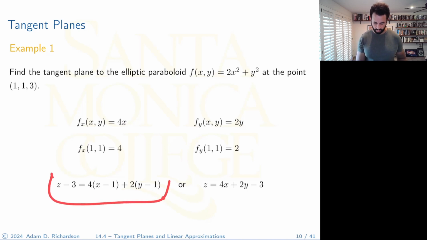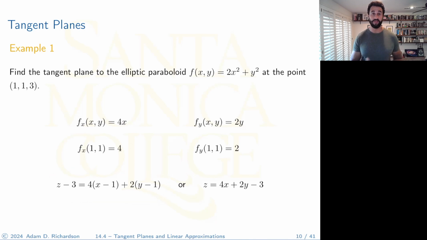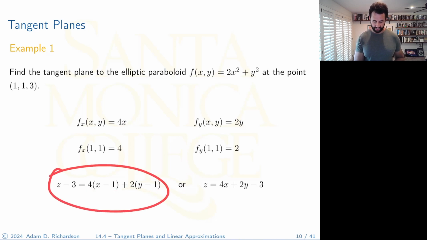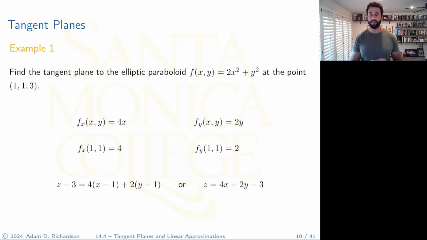So now we just use the formula for a plane, plug in the point, plug in our partials, and this is the equation of the tangent plane at that point. Boom. Super fun. If you wanted to write it in this form, you can.